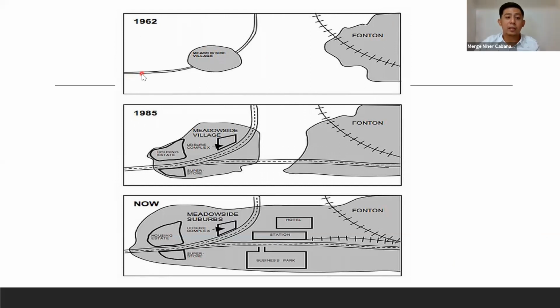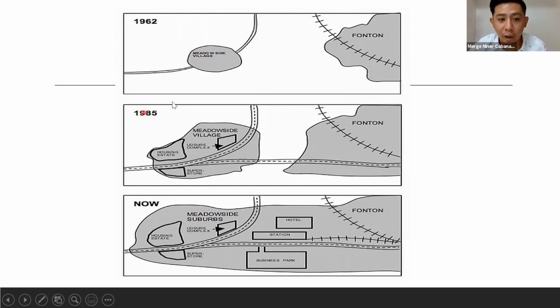Now, you see there is a road that goes through. It runs from the western section and through the northern area of Meadowside Village. On the opposite side, in the eastern area, is where you can see Fontaine. And in Fontaine, we have a railway that begins in the eastern direction heading towards the north. That is the map of Meadowside Village and Fontaine in 1962.